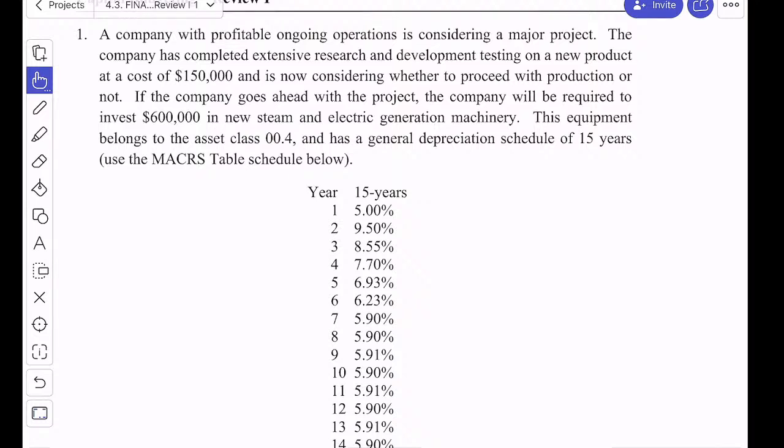A company with profitable ongoing operations is considering a major project. Let me know now, I'm going to get going on this one. The company has completed extensive research and development testing on a new product at a cost of $150,000. It is now considering whether to proceed with production or not. If the company goes ahead with the project, the company will be required to invest $600,000 in new steam and electric generation machinery. This equipment belongs to the asset class 00.4 and has a general depreciation schedule of 15 years.